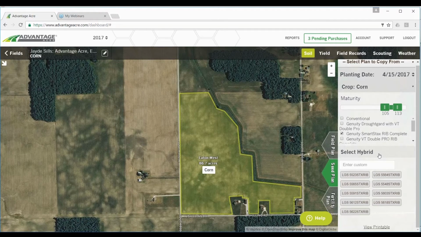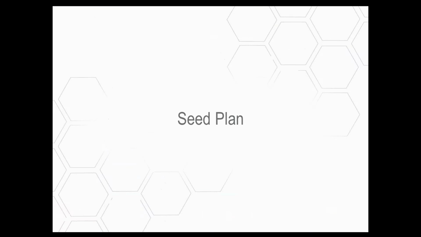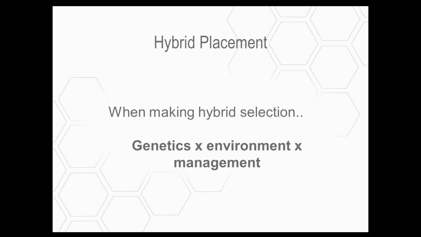Well, how do we know what products to choose from? So that's where all this information that we've just talked about comes into play. So we're going to go ahead and start thinking about hybrid characteristics. So with the U.S. Survey SSURGO maps, what hybrid characteristics are going to best fit this field? So when you think about this hybrid placement, we say when making a hybrid selection, it's genetics by environment by management.